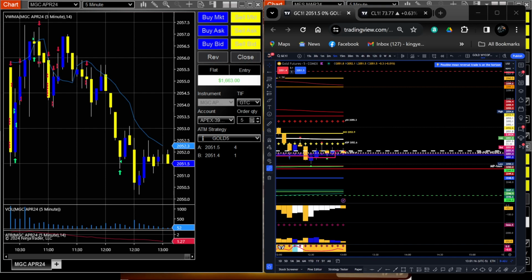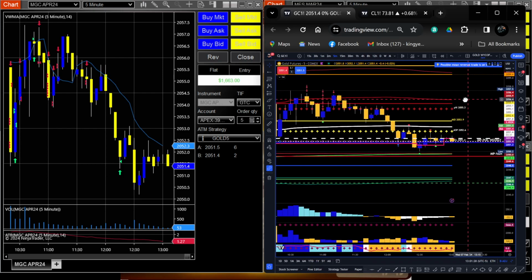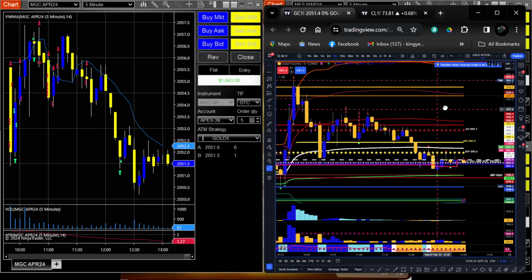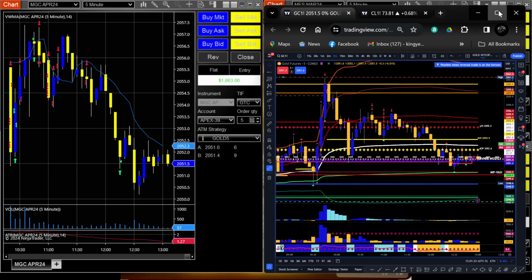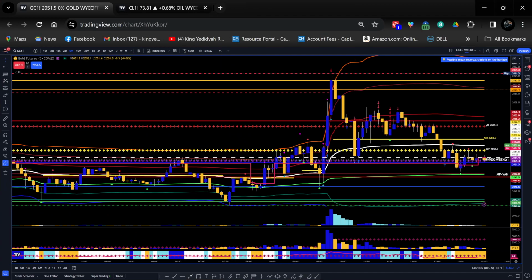Today is the 7th of February 2024. It's 13:01 hours Eastern Time. And I'm going to do a quick trade recap here on my trade on gold. It's one of my setups I'm working on. So let me just make this bigger here on TradingView.